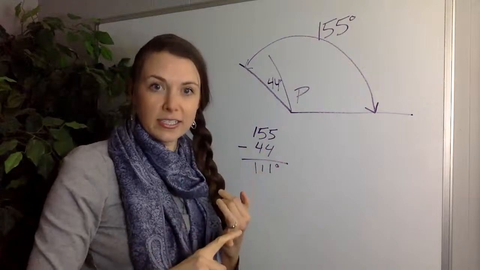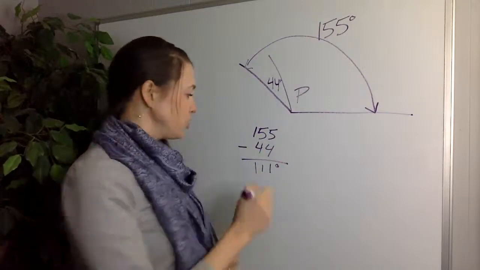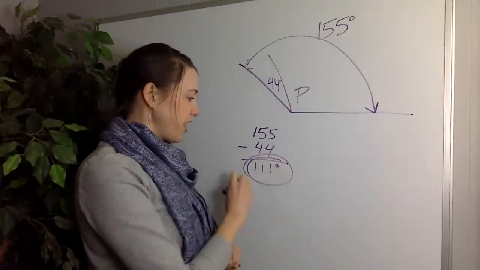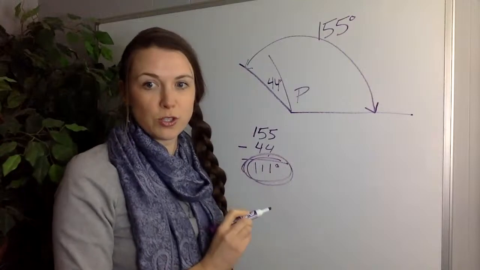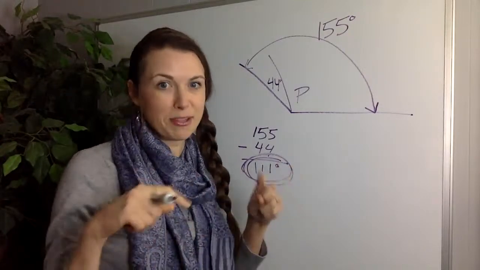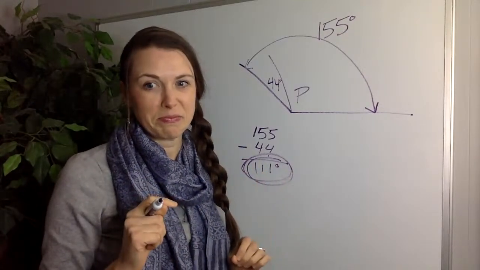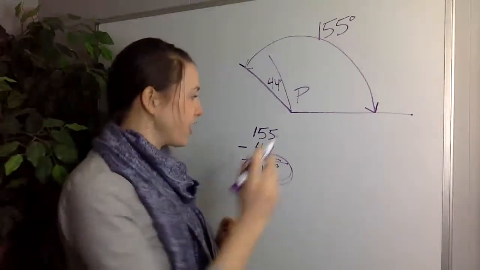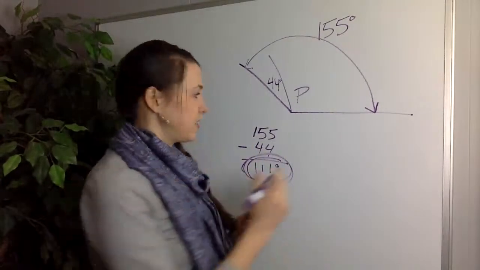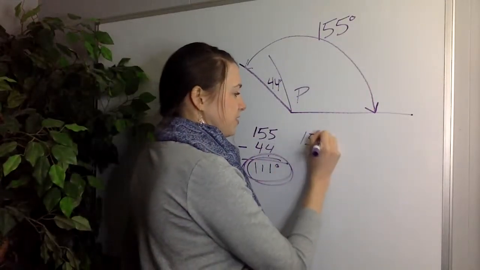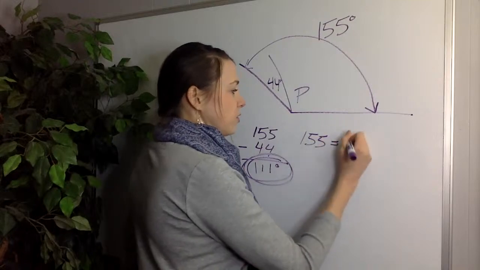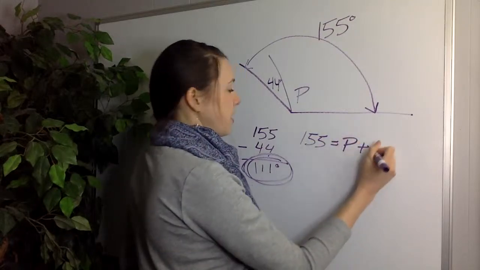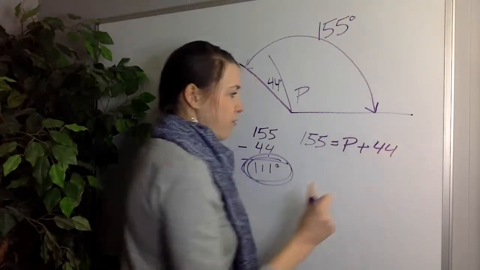Now, is 111, not looking at the picture, right, acute, or obtuse? So again, we're looking at this 111. Is it right, obtuse, or acute? Type in the chat and tell me, what is it? And while you do that, let me set this up for the algebra style. So this time I'm going to put the 155 over here equals P plus 44.